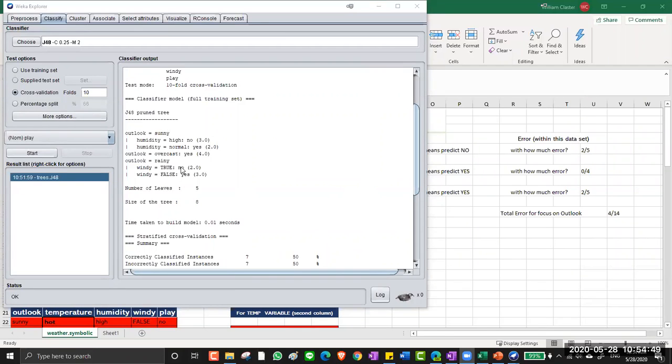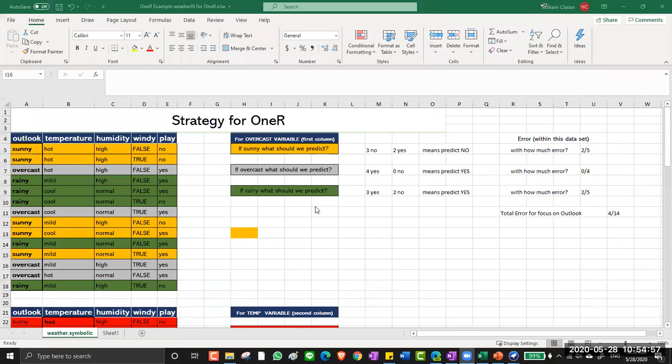Okay. So that's J48, by the way, but I want to explore this other one called OneR. So let's look at this data here. So how does OneR work? OneR only focuses on a single variable. So we can choose from any of the 4 input variables.